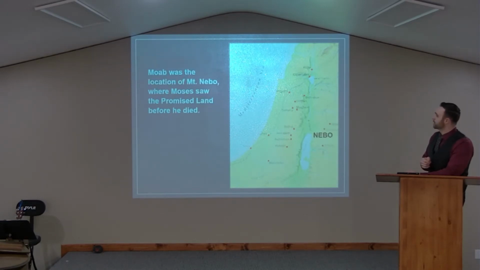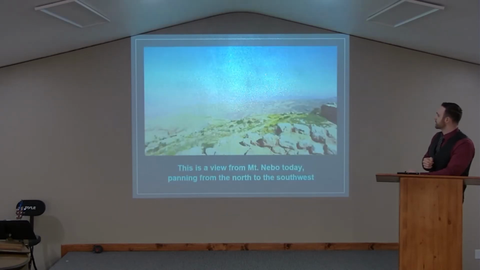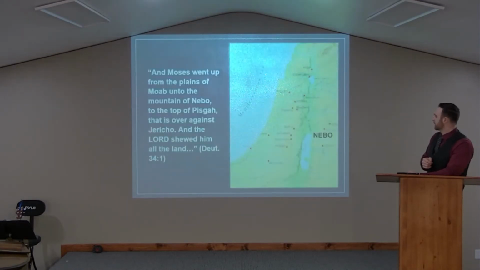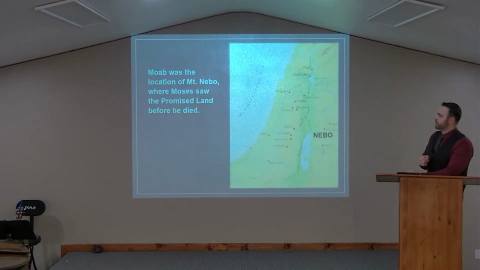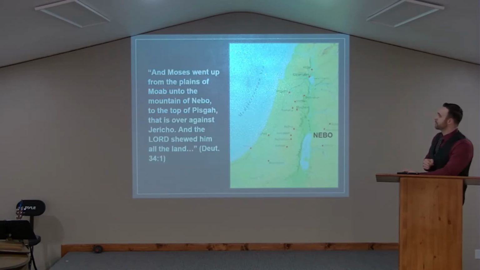Moab was the location of Mount Nebo, where Moses saw the promise. He died. God at least let him see it, but he didn't let him enter it. "And Moses went up from the plains of Moab unto the mountain of Nebo, to the top of Pisgah, that is over against Jericho, and the Lord showed him all the land."